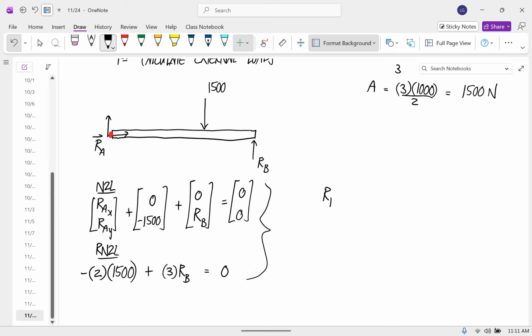And so from these, we get that RB is equal to 1,000 and RA is equal to 0 for X and 500 for RAY.